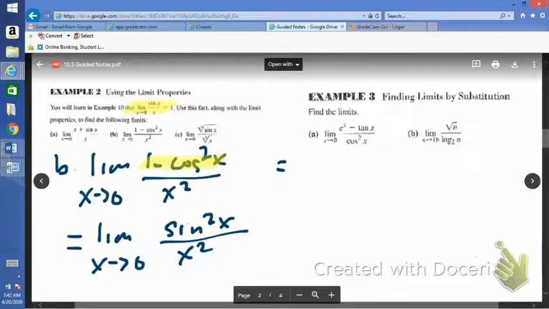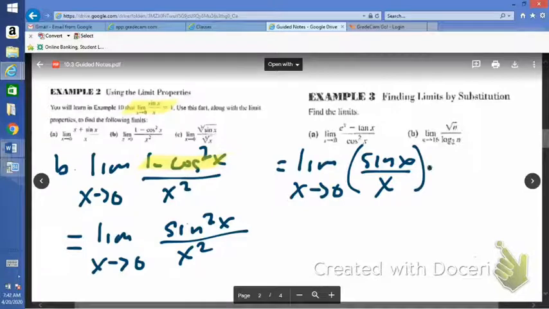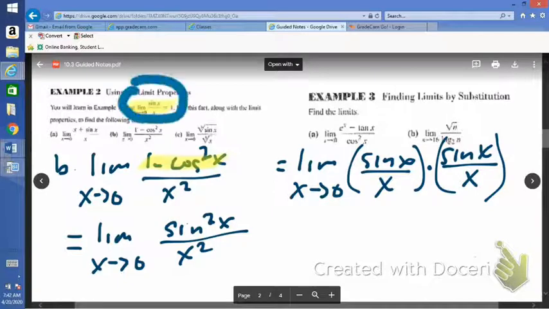Alright, now we can rewrite this as the limit as x approaches 0. Alright, so we have sine squared x over x squared. So we can say that is sine x over x times sine x over x. Again, why did I rewrite it like this? I want it to look like that.